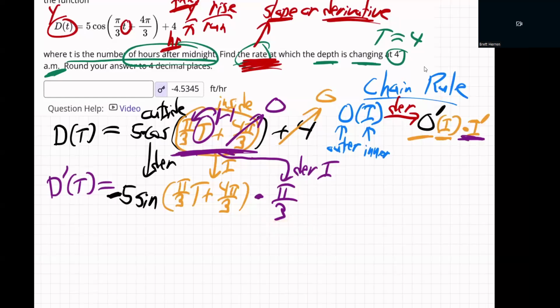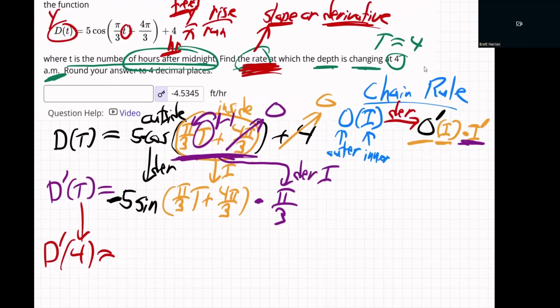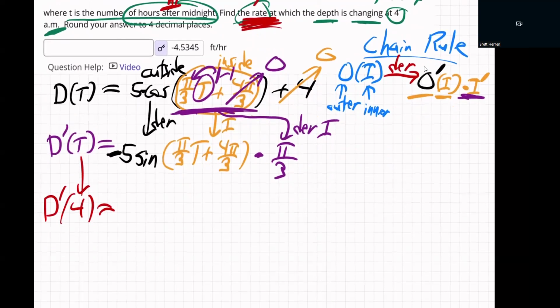Okay, now they want us to plug in t is 4. So let's do it. So we want d prime of 4. We're plugging in because we want to know at 4 a.m. what's the rate of change? How fast is the depth changing? Well, so just simply plug in a 4 right here for t. And that's it.